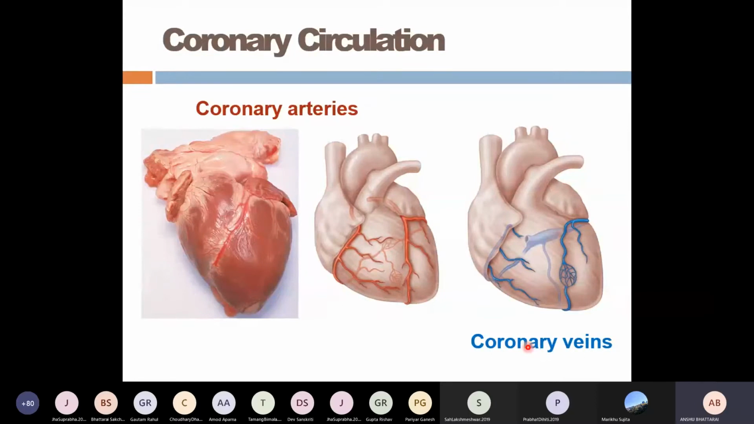So we talked about the systemic circulation as well as the pulmonary circulation. Now what happens to the heart? The heart also has to receive blood. Its tissues also have to get oxygen and the required nutrients, right? So that is done by coronary circulation. Like other circulations, coronary circulation consists of coronary arteries and coronary veins. This will be further elaborated in the upcoming lectures, okay?